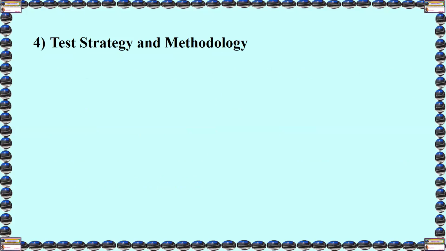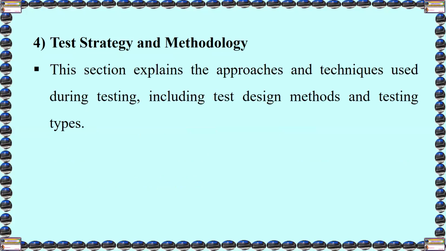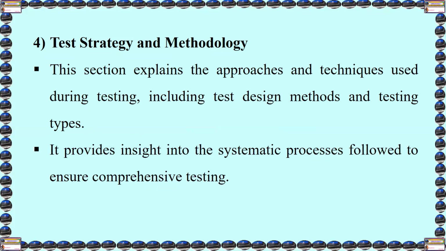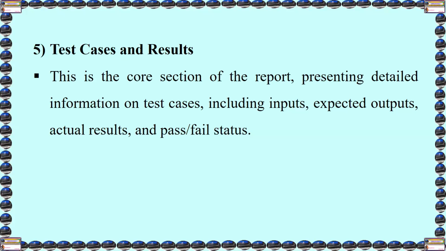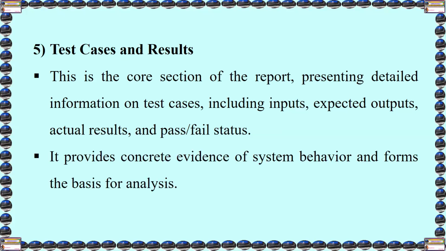Number 4 is test strategy and methodology. This section explains the approaches and techniques used during testing, including test design methods and testing types. It provides insights into the systematic processes followed to ensure comprehensive testing. Number 5 is test cases and results. This is the core section of the report, presenting detailed information on test cases, including inputs, expected outputs, actual results, and pass or fail status. It provides concrete evidence of system behavior and forms the basis for analysis.